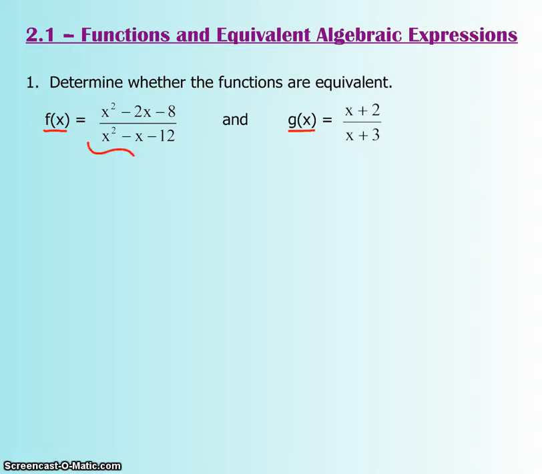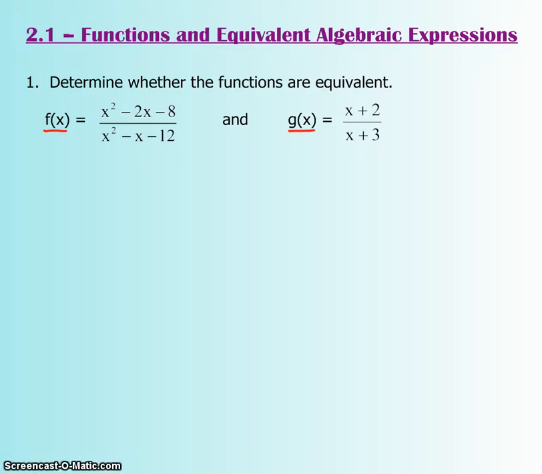Now looking at our functions, it doesn't really look like they are equivalent. I mean, they look quite different. However, if we break down these fractions to simplest terms, then maybe they will be equivalent. We're not really sure. So why don't we break them down to lowest terms first? And the way that we do that is we want to see if anything on the top, like the numerator, and the bottom denominator can cancel out.